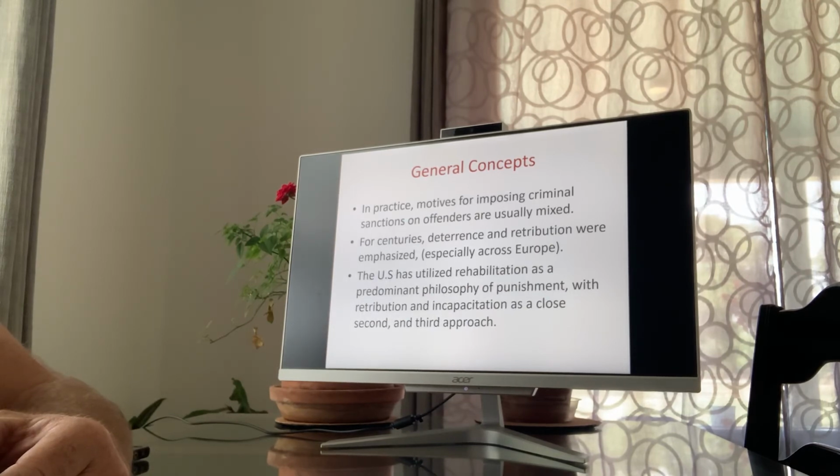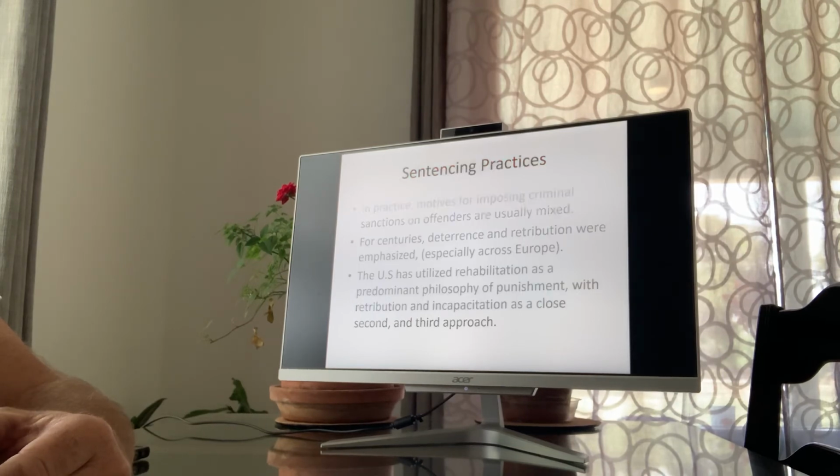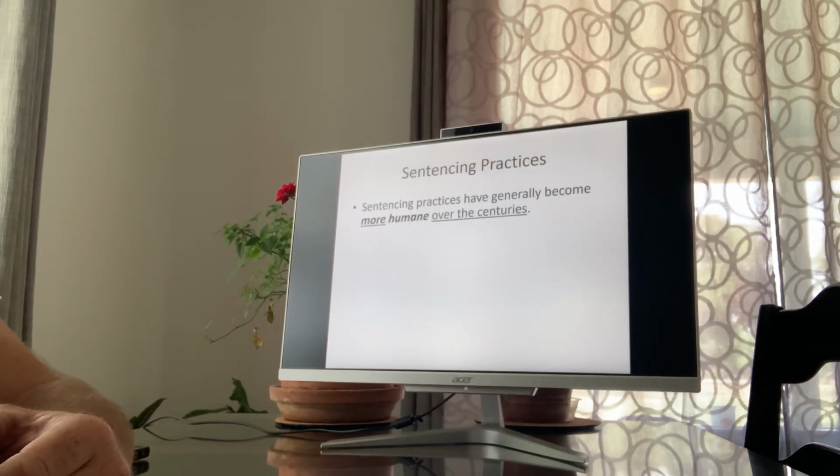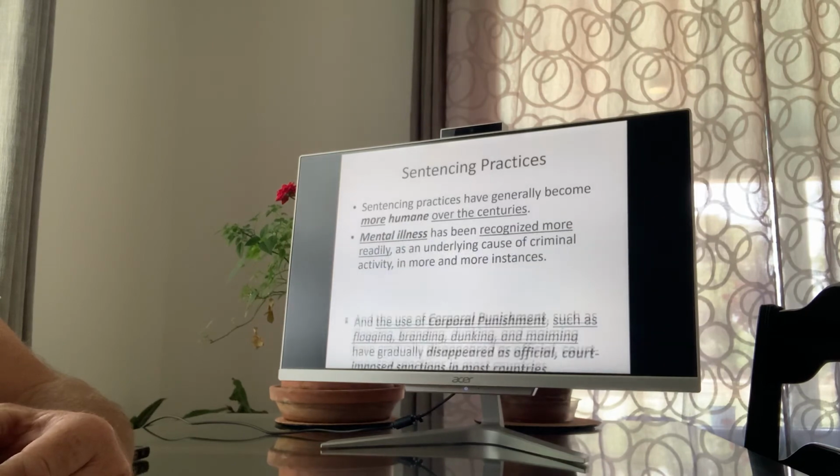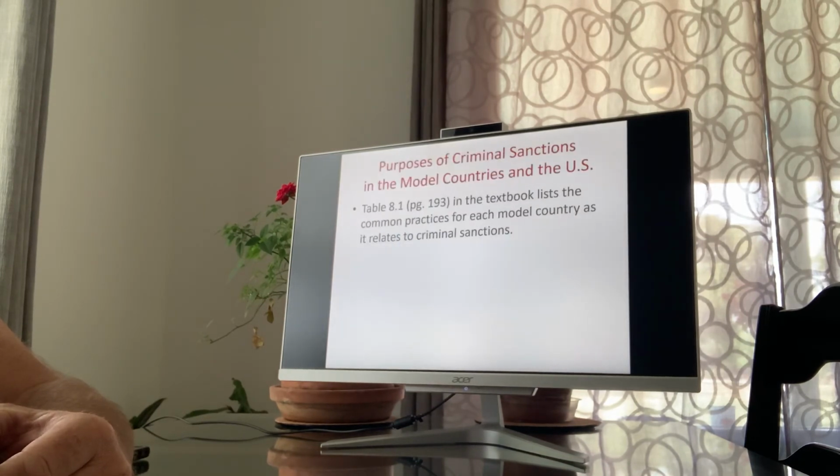Understand that for centuries, deterrence and retribution were the emphasis, especially across Europe. In the United States, we utilize rehabilitation as a predominant philosophy on punishment, with retribution and incapacitation as a close second and third approach to criminal sanctions. We're not going to go into other sentencing practices specifically there.